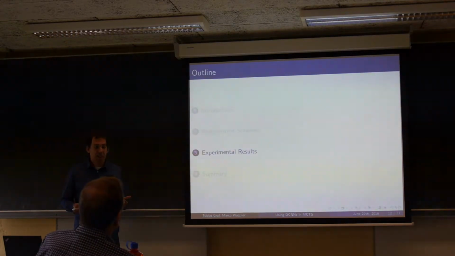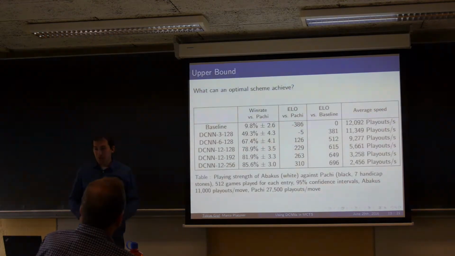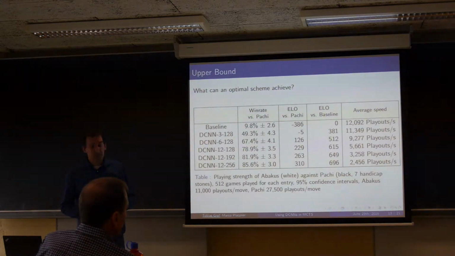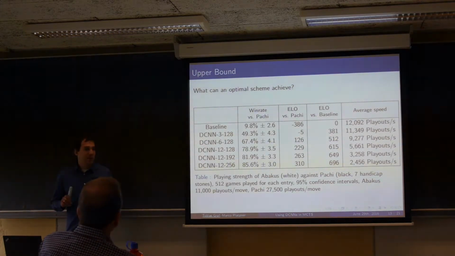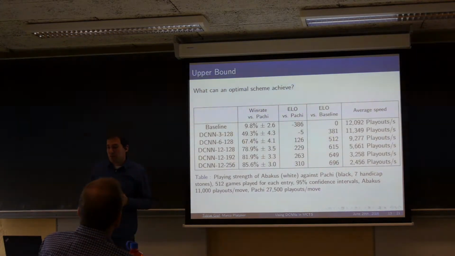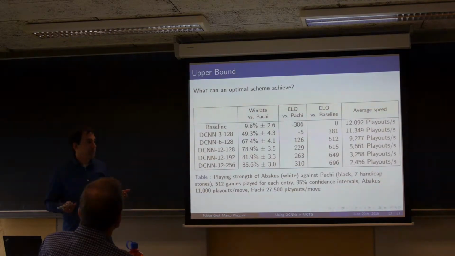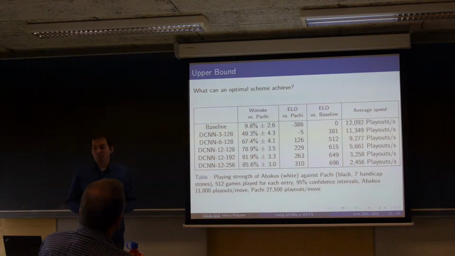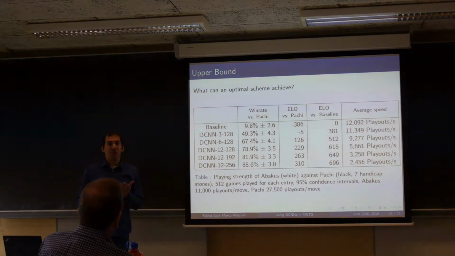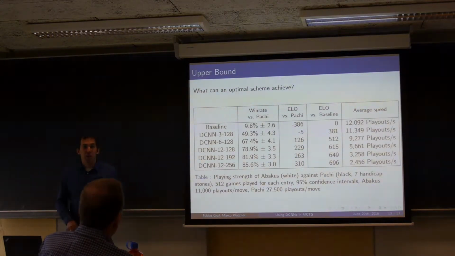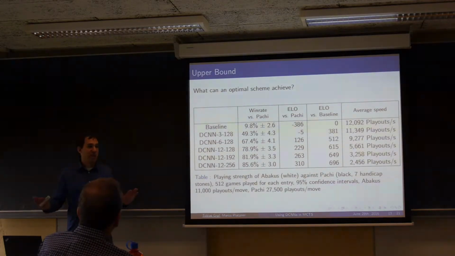So these are the 4 schemes. And we did some experimental results. And I compared it to what I call the upper bound. So the question is, what can an optimal scheme achieve? So an optimal scheme would be, we don't pay any execution time for the GPU. So we have a GPU which just gives us back the results without any time.